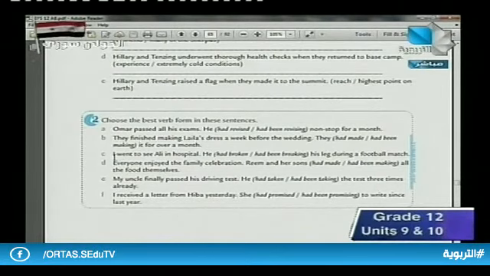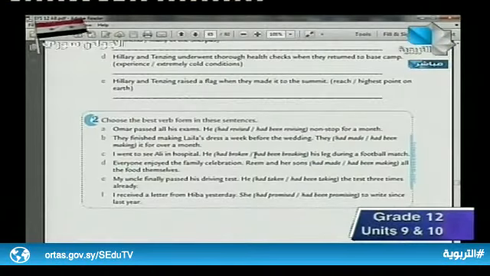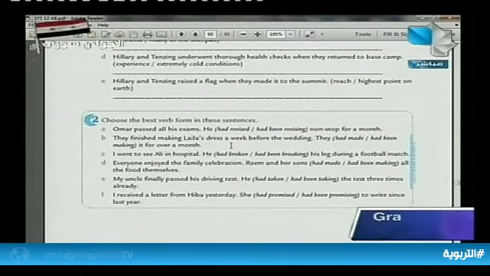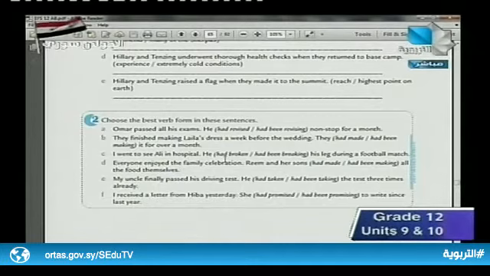Sentence C. I went to see Ali in hospital. He had broken his leg during a football match. Some verbs cannot be used in a continuous form. Again, here, the opposite way is not logical. Students, Mr. Basil, must also take notice of non-progressive verbs or state verbs, which cannot be used in the continuous. Exactly. So here, had broken his leg, and that's why I went to see him in hospital.